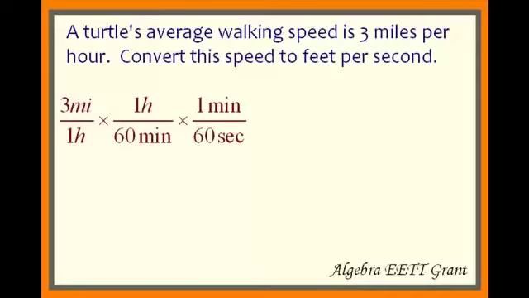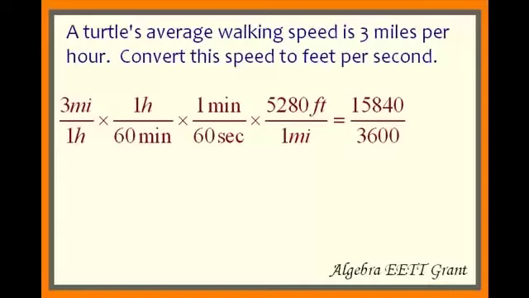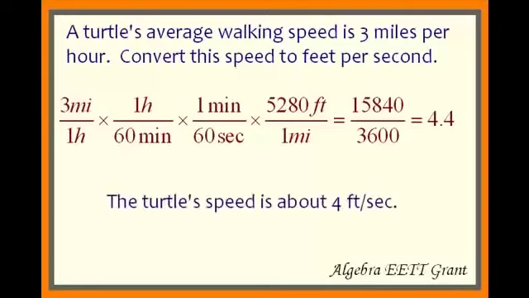Now we are in seconds, but we also have to convert to feet. And in 1 mile, there are 5,280 feet. Notice now miles also cancel out in the units as they are both in the numerator and denominator. Now we have feet on top and seconds on bottom, so these are the correct units. Multiplying all the numbers, we get 15,840 by 3,600, which if we write in decimal form is equal to 4.4. This means the turtle's speed is approximately 4 feet per second.